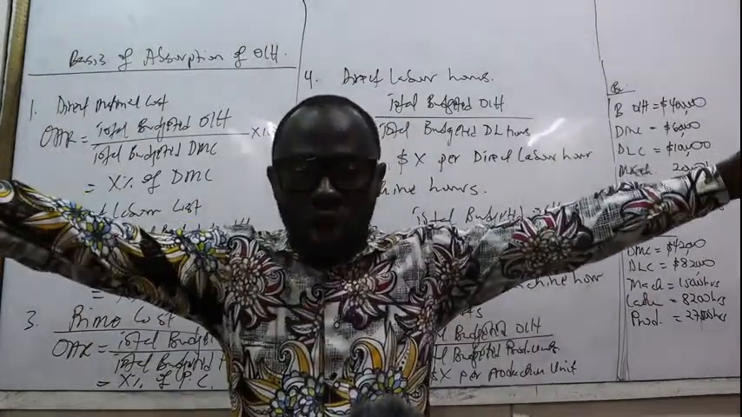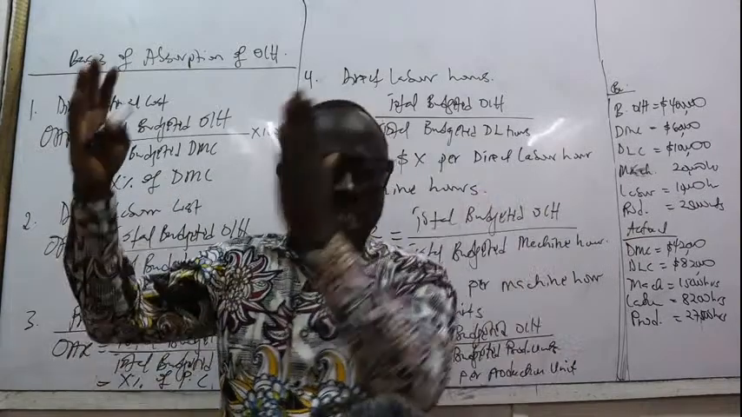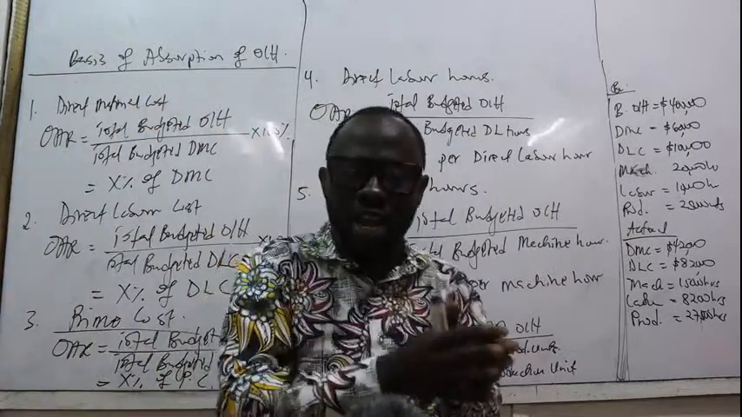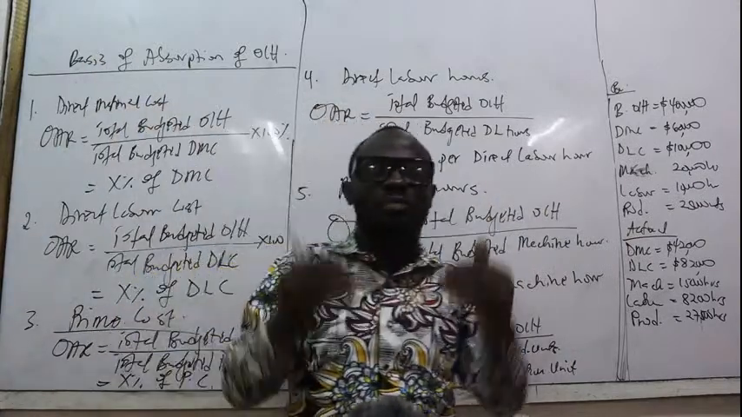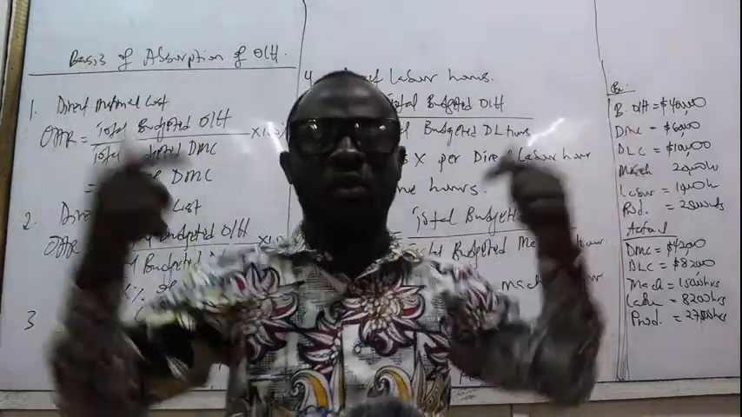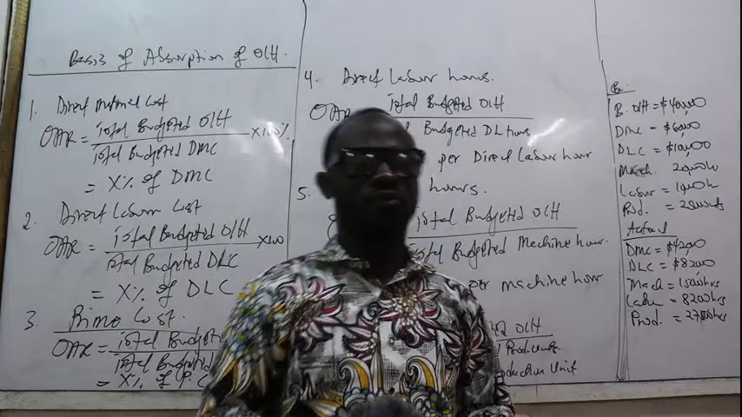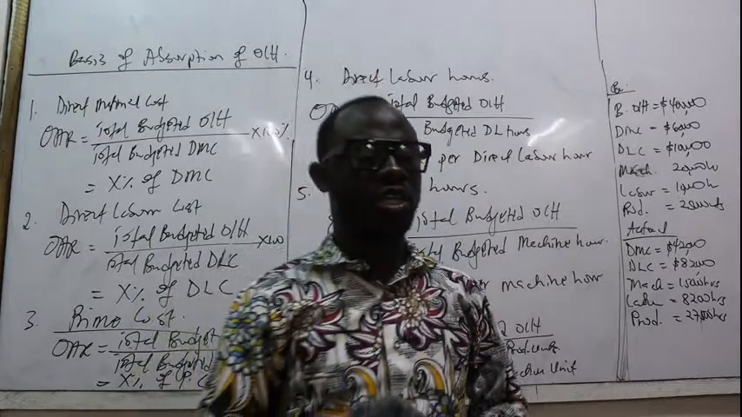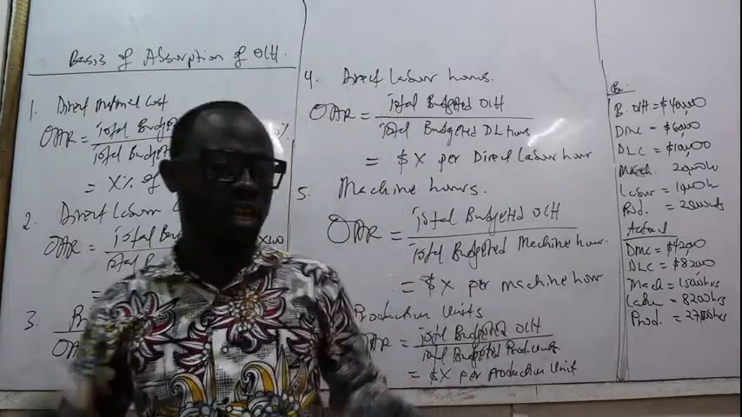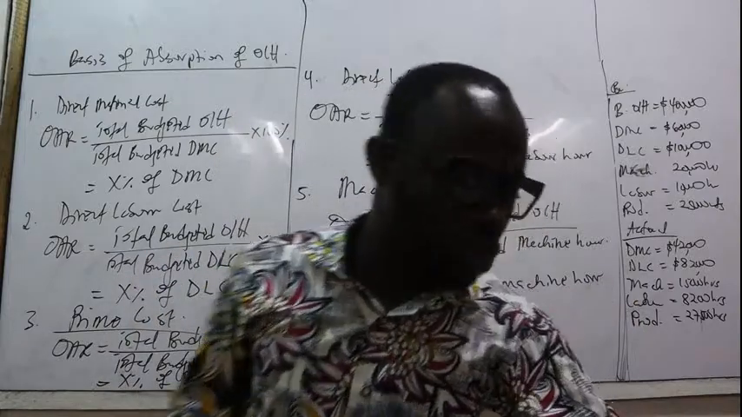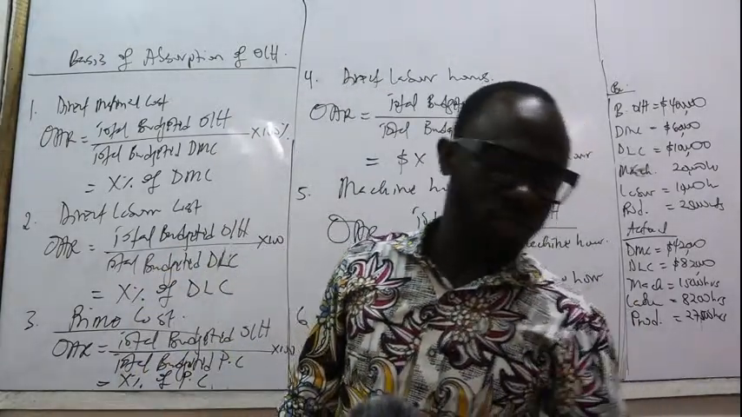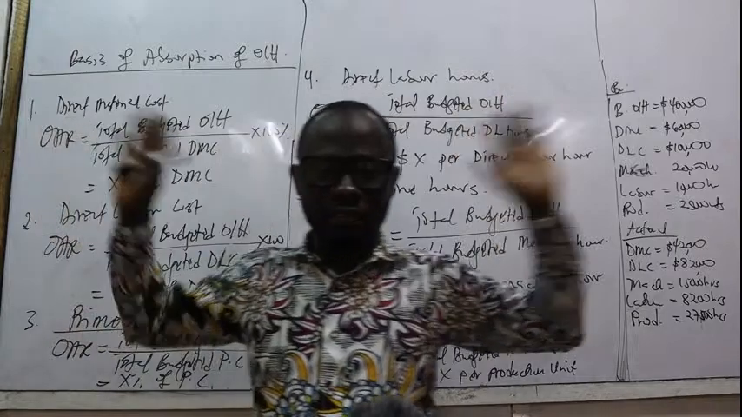So blanket overhead absorption rate is where an entity computes a single overhead absorption rate, and that applies to all departments. However, departmental absorption rate is where each department uses a specific overhead absorption rate in the absorption of its overheads on the product, the process, or the undertaking. So basically, when we talk about overhead absorption, these are the things that you need to understand.